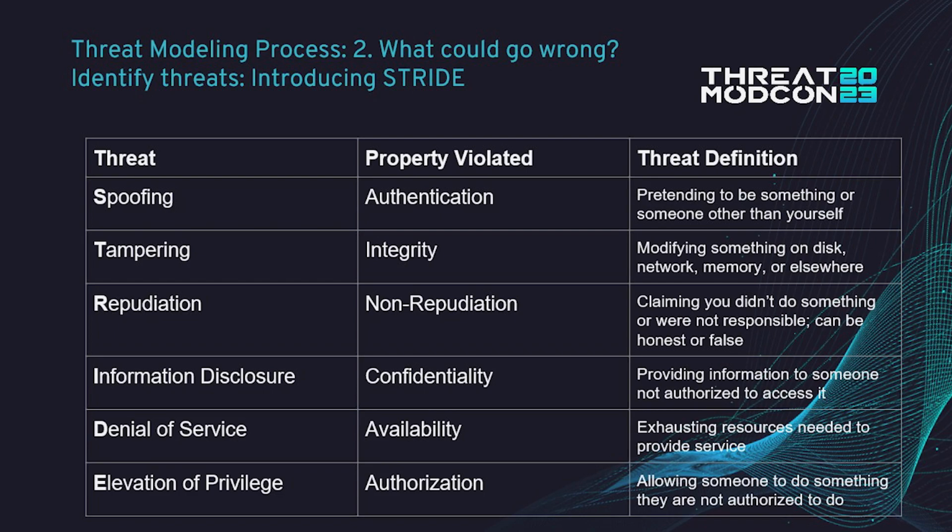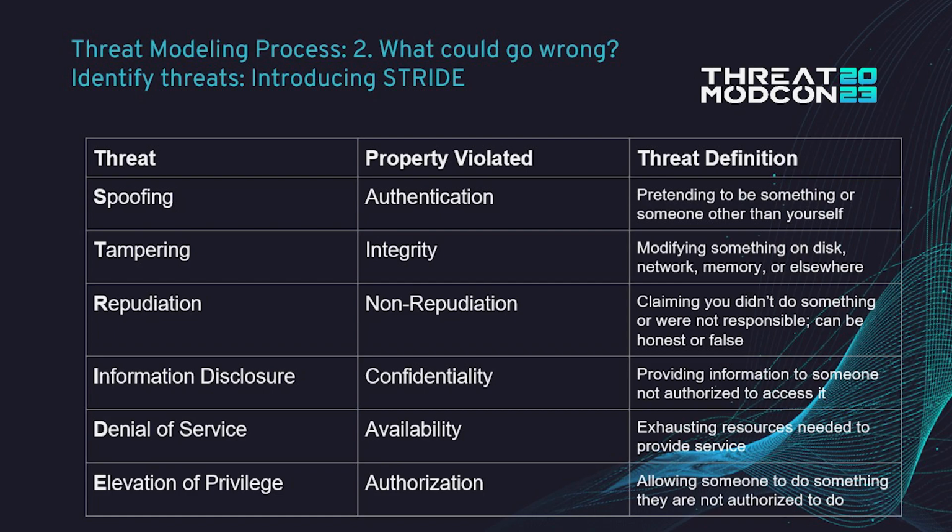And then finally, the most severe of all of these, elevation of privilege. Adam Shostack, in his new book, Threats, actually renames this. He calls it expansion of authority. So it's gaining more authority than you should have, to do something you shouldn't be doing. Allowing someone to do something they're not authorized to do. And of course, what we want is authorization or some kind of access control to be put in place.